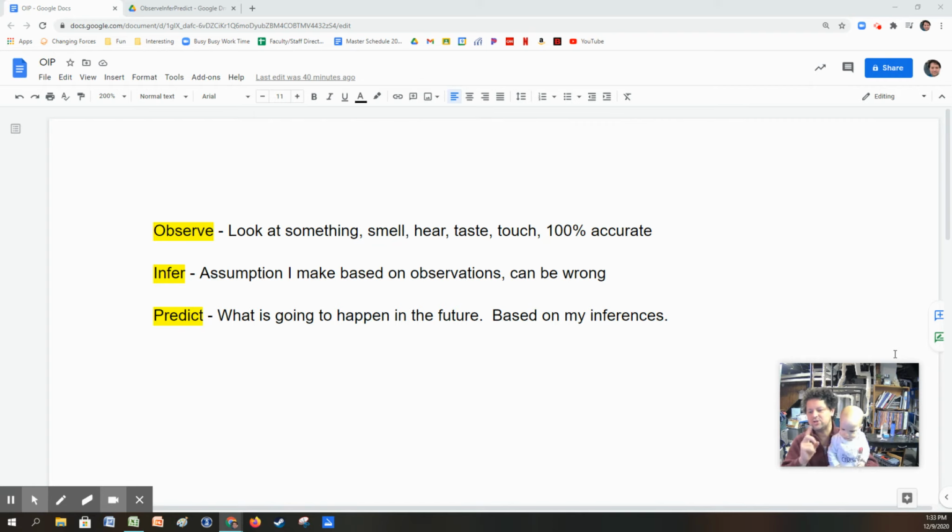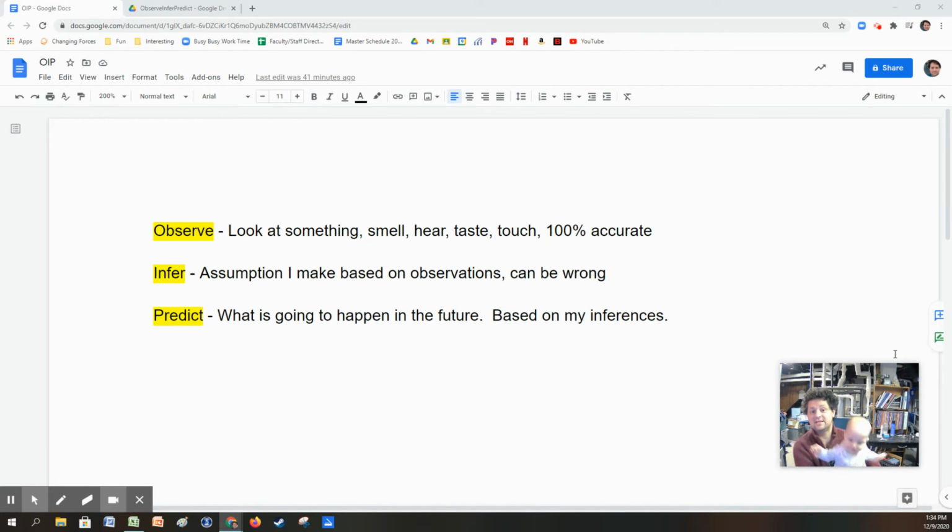But the question is, why is he wearing that bib? Is he wearing this bib because I'm about to feed him? Is he wearing this bib because it's a fashion statement? It's like a handkerchief on a cowboy? Why is he wearing this bib? And so I can make assumptions based on my observations. I can say, he's wearing this bib because I'm about to feed him.